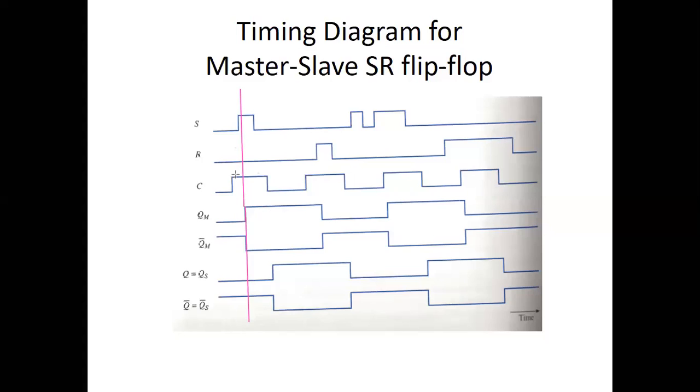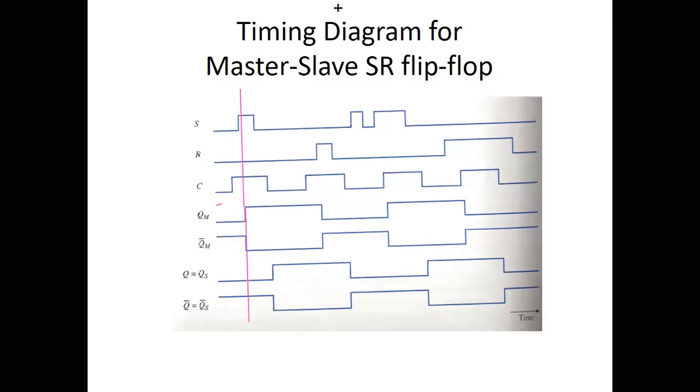During the positive pulse of the clock, if clock is equal to 1, S is equal to 1, R is equal to 0. Since S is equal to 1, R is equal to 0, QM is equal to 1 and QM bar is equal to 0. This is because the master is enabled.